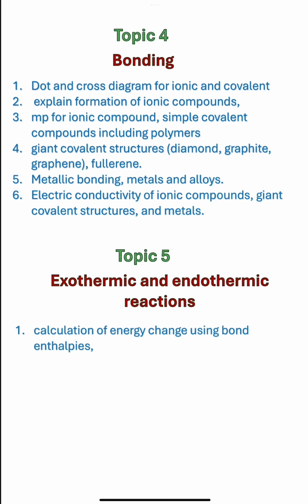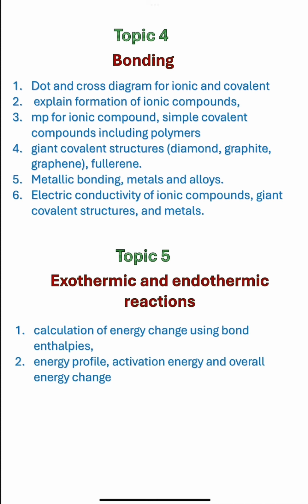Topic 5 is the exothermic and endothermic reaction, and it's very common in the exam to ask you to calculate the energy change of a certain reaction, whether it's exothermic or endothermic, using the provided bond energies. So they're going to provide you with a table with bond energies and ask you to calculate the overall energy change, or they will have one of the bond energies missing and provide you with the overall energy change. Remember that the overall energy change will equal the total energy of the bonds of all the reactants minus the total energy of the bonds of the products.